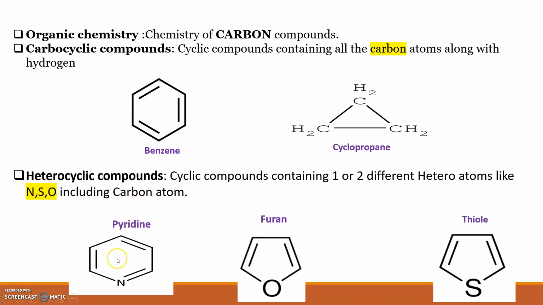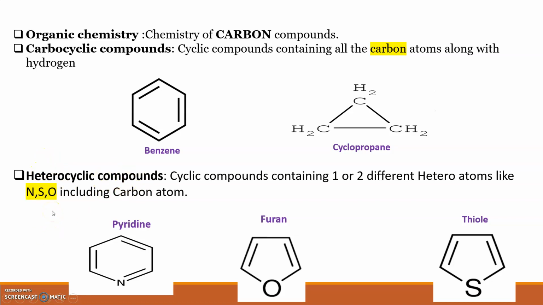See, these are examples of heterocyclic compounds. First is pyridine, which contains one nitrogen atom in a six-member ring. This means nitrogen is the heteroatom in a ring-like structure. Hence, we call pyridine a heterocyclic compound. What about furan? Furan is a five-membered ring, but the heteroatom present is oxygen. Another example is thiophene, which contains sulfur in a five-membered ring. So these are the three examples of heterocyclic compounds.